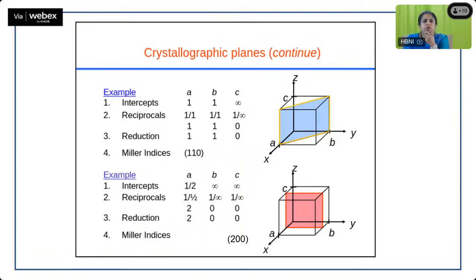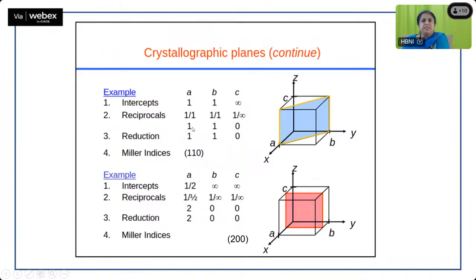So just solving one or two plane indices with you to make this concept even more clear. Look at this plane, which is colored in blue. You are able to see the cursor, right? Now, if you work it out with me, let's write x, y, z on a, b, c. What is the intercept that it is making? On the x-axis, 1. On the y-axis, 1, but it is parallel to the c-axis, so infinity. Clear? 1, 1, infinity.